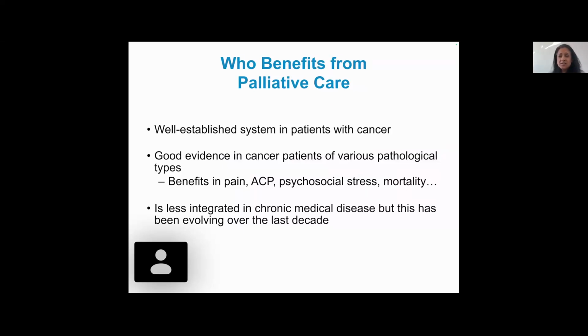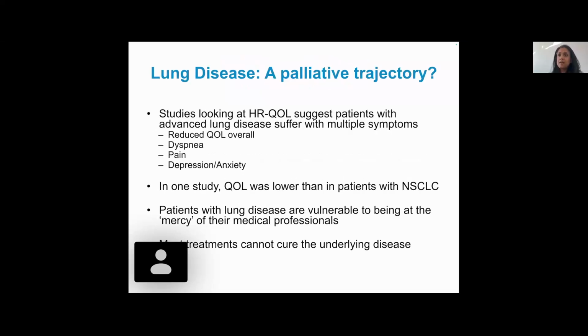So it's a well-established system in patients with cancer. It's kind of less established in patients with non-cancer illnesses. All of the research coming up and all of the work we've been doing is to try to integrate it and establish it in a very set way with good recognition in people that have long-term illnesses with lots of suffering and symptoms who are not cancer patients.